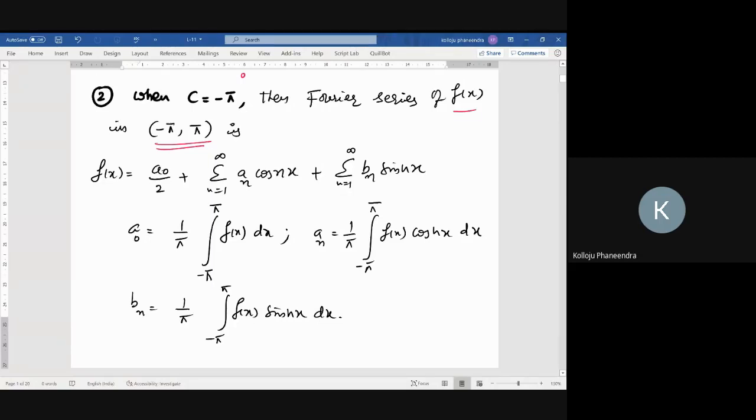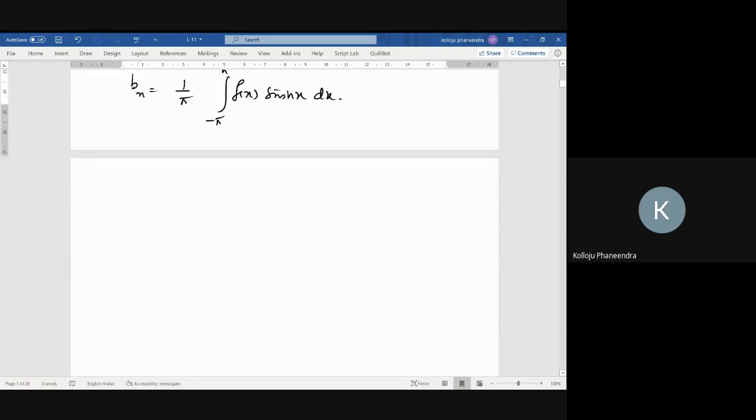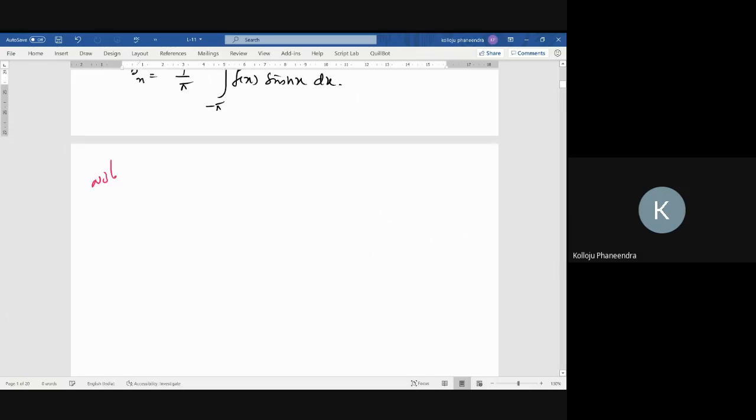And one more point: whenever the interval is minus pi to pi, there is the concept of even function and odd function f of x. Note, if f of x is an odd function, what is meant by odd function? If I replace x by minus x, the function must be minus f of x. An odd function is taken in the interval minus L to L, that is the generalization. So here our interval is minus pi to pi.